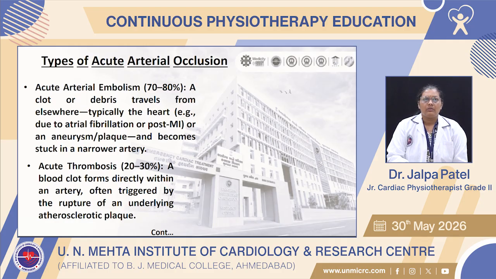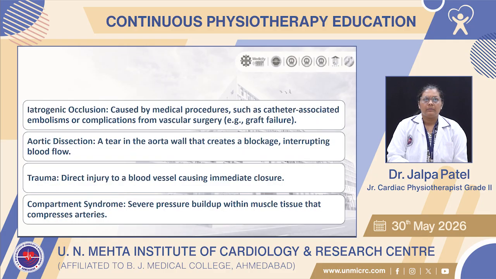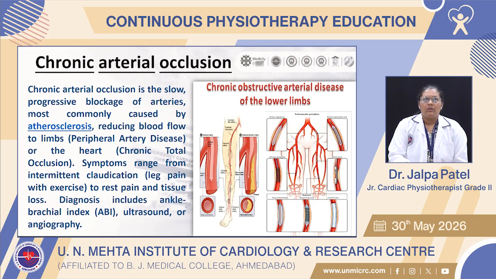The second one is acute thrombosis, which is seen in 20 to 30%. A blood clot forms directly within an artery, often triggered by the rupture of an underlying atherosclerotic plaque. Others are iatrogenic occlusion, aortic dissection, trauma and compartment syndromes. These are all seen less in the general population.